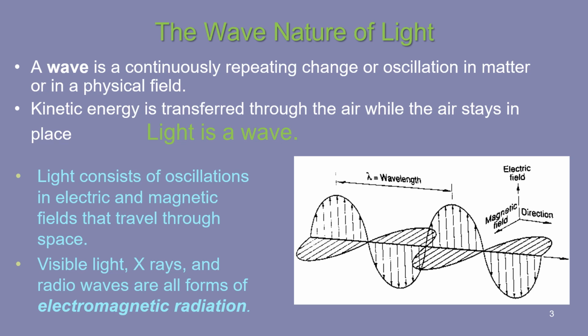When we talk about light, we're not just talking about visible light, but we're including all the different types of light. So that can include X-rays, radio waves, ultraviolet, infrared, all of the forms of electromagnetic radiation.